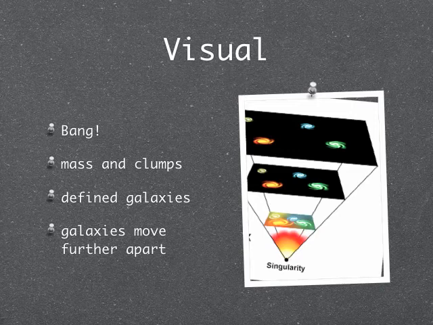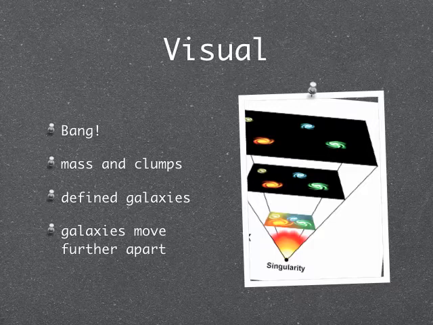So the visual you have at the bottom where it says singularity, that's the bang. From the Big Bang, then we had masses of matter and clumps of matter that started to get formed together. Then over a couple billion years, we get a defined galaxy. And now, in the top picture, we see that the galaxies are actually moving farther away from each other.